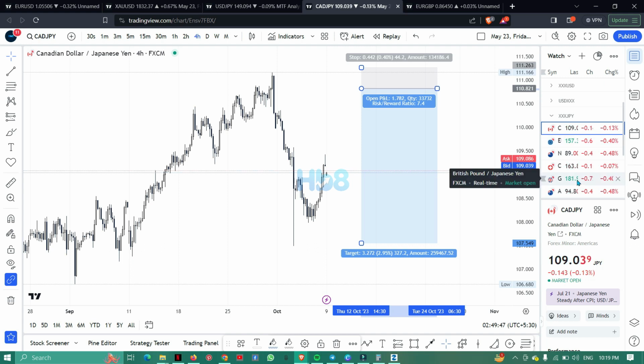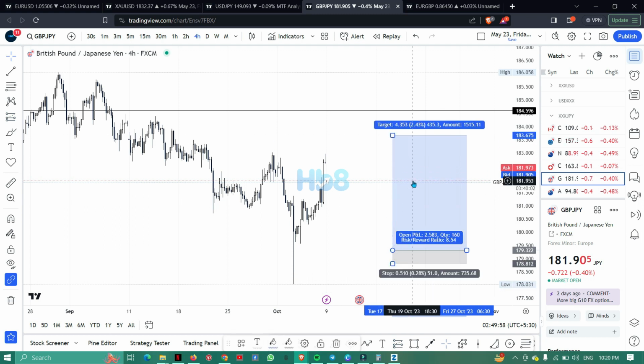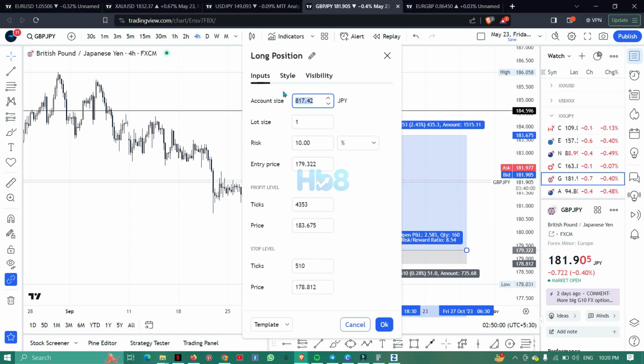Now, another quick example on GBP JPY. Let's assume you want to buy here. This is an assumption, not a signal place.